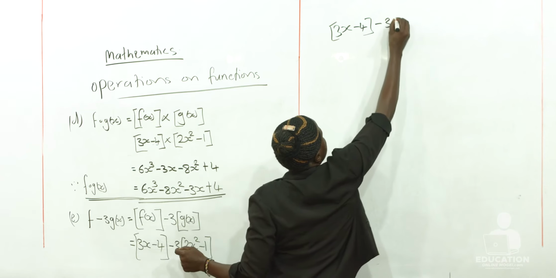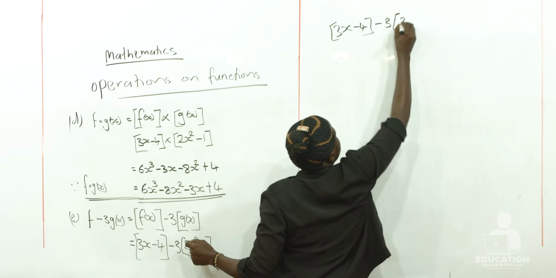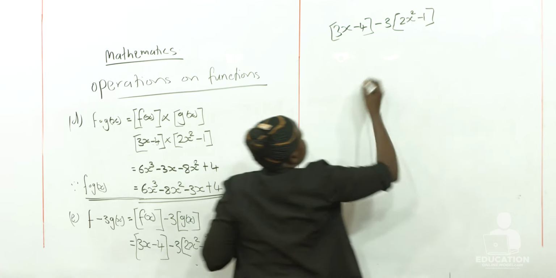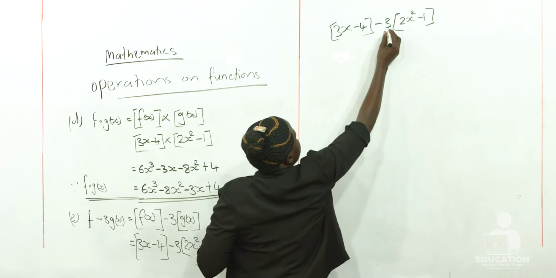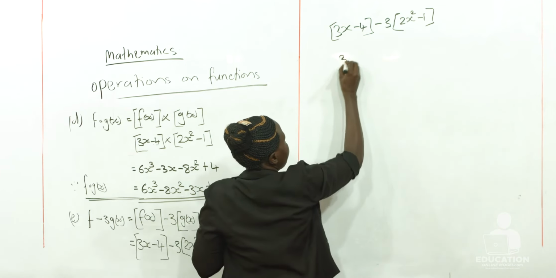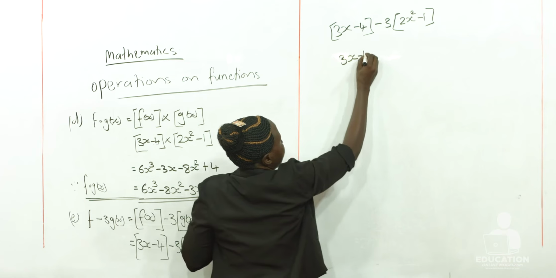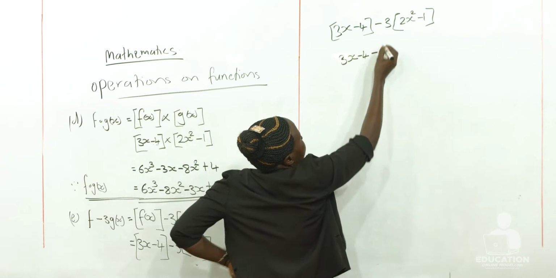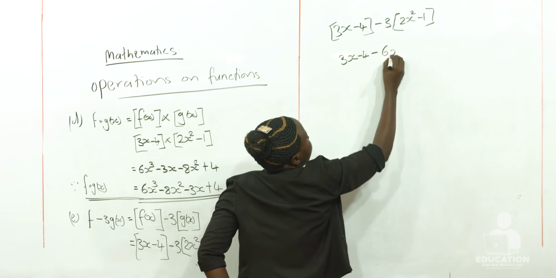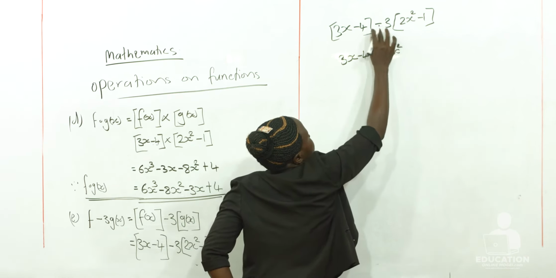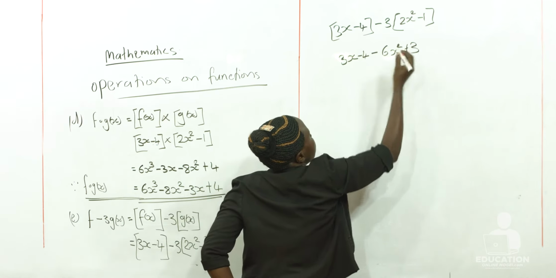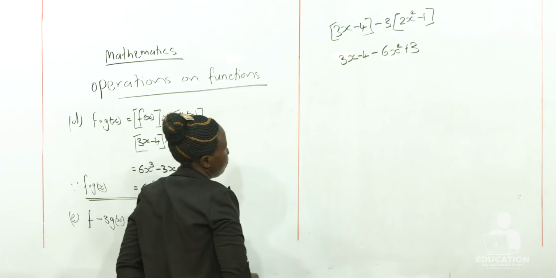So let us put it here so that everyone can see what we are doing. Minus 1. So if we are to open the bracket of this, we are going to multiply 3 times each element inside the bracket. Then we have 3x minus 4 and minus 3 times 2x square, we get 6x square. And then negative 3 times negative 1, we get positive 3. So it will give us that form.